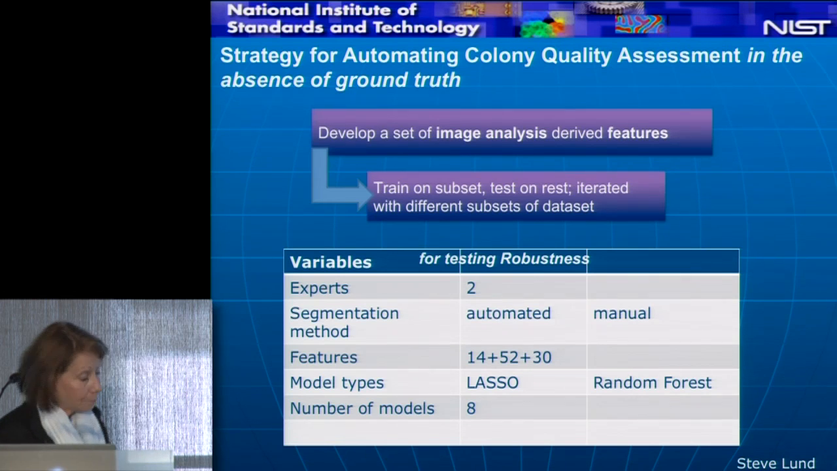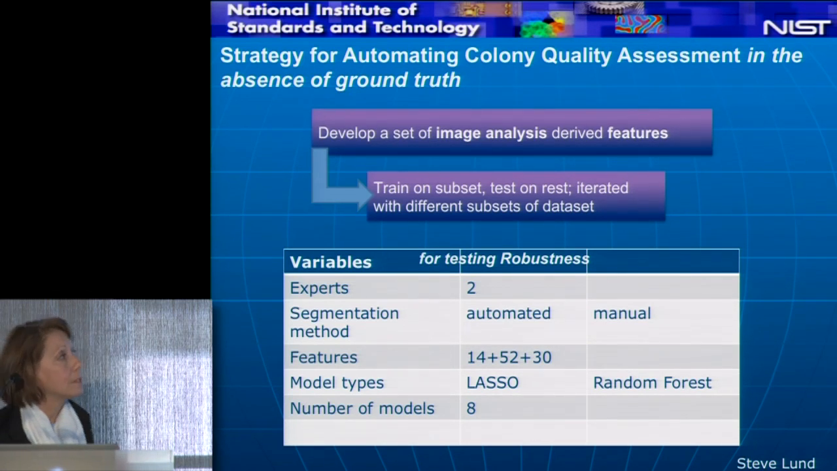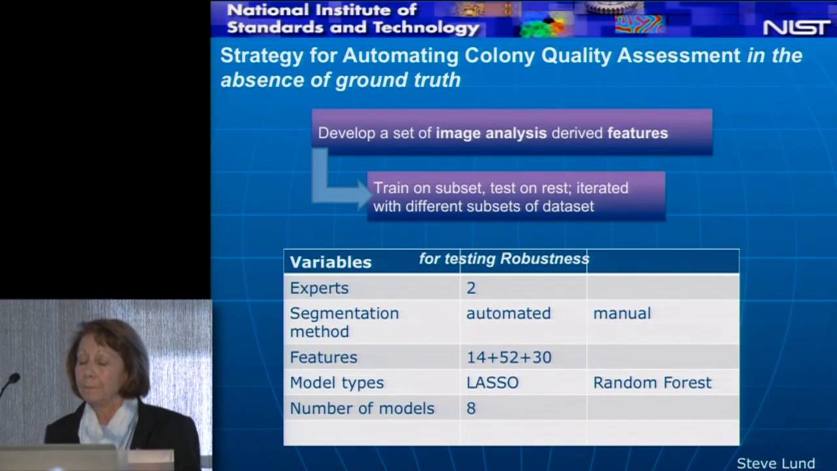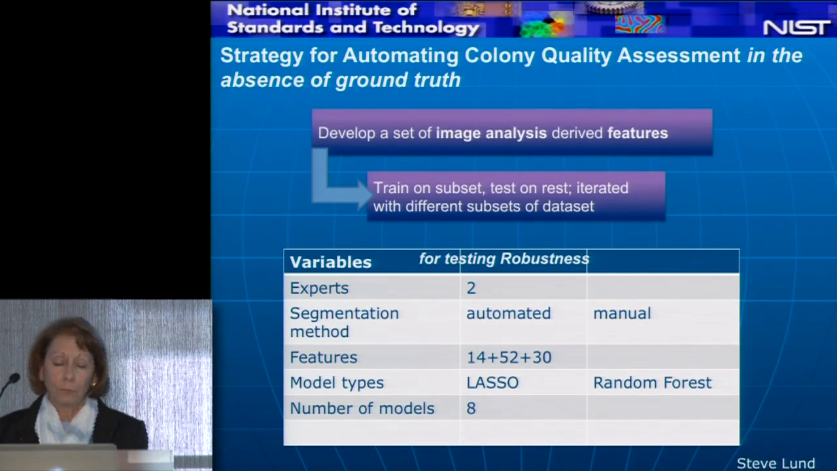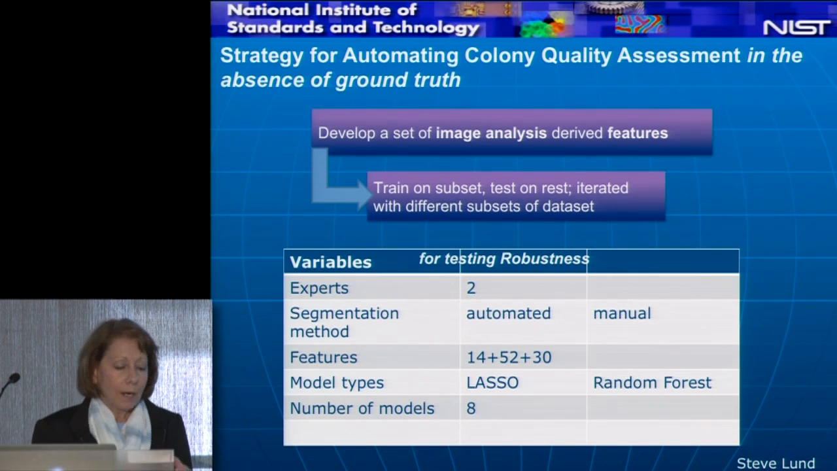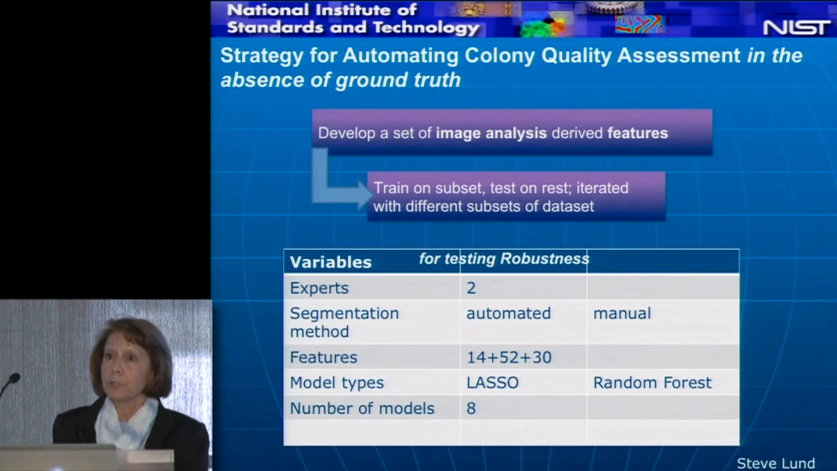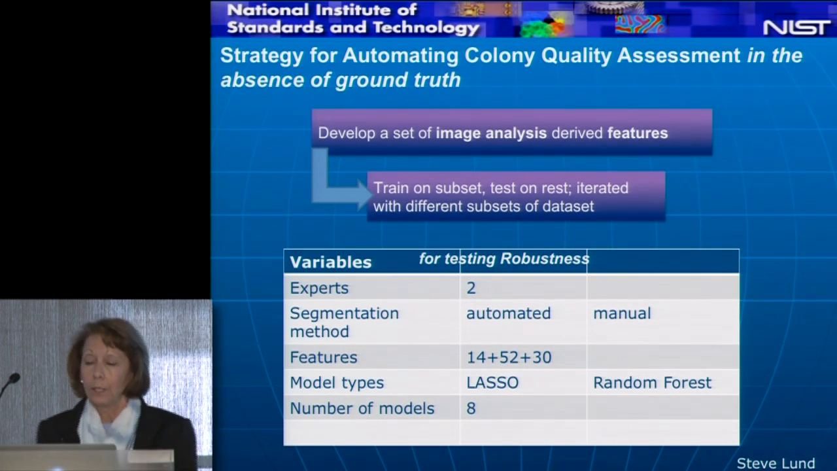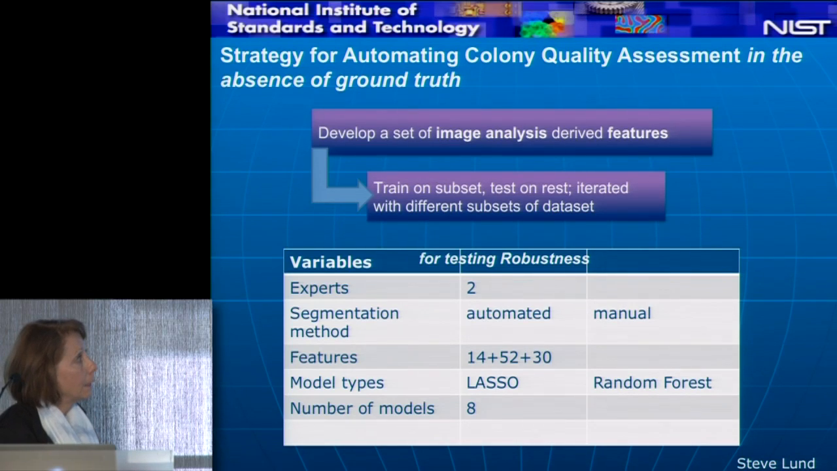We did a systematic study where, again, we looked at two experts. We looked at a couple of different segmentation methods to see what the effect of the segmentation method was on the models that came out. We looked at a number of features, 14 of which were specifically written at NIST to describe features that the experts told us they were using for the criteria, plus some Haralick features and wavelets.